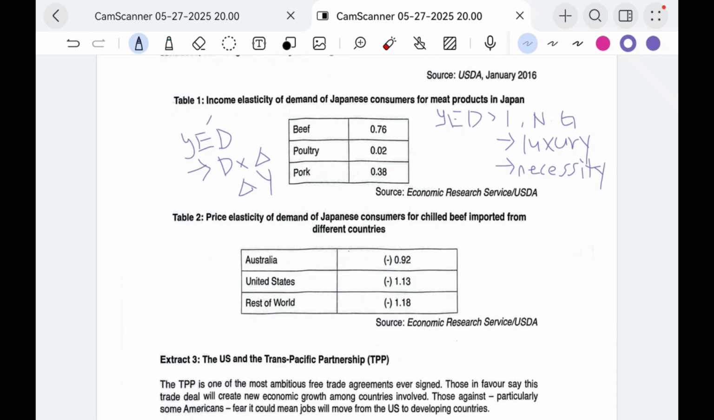Okay, so from the other perspective, if your YED is less than 0, we know that this means the good is an inferior good, because when your income increases, you will want to improve your quality of life and consume less of the inferior good. In this case, it would be things that people perceive to be not so good in quality, and you only have to consume them when you are poorer, such as second-hand goods, etc.